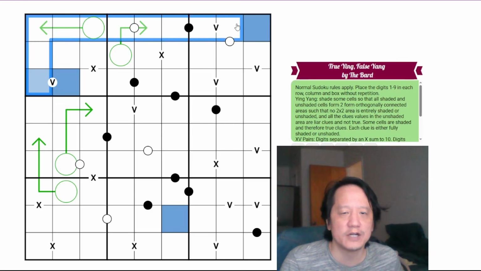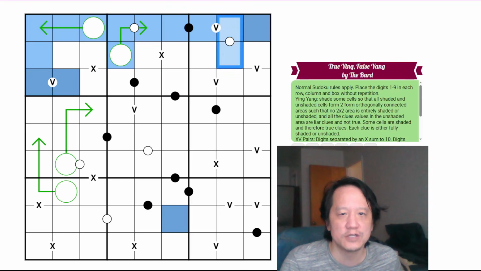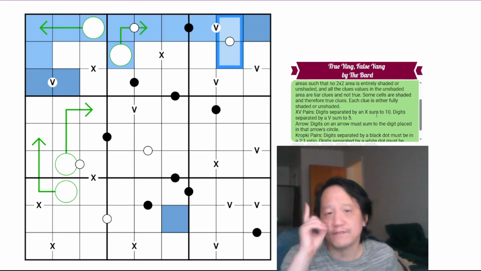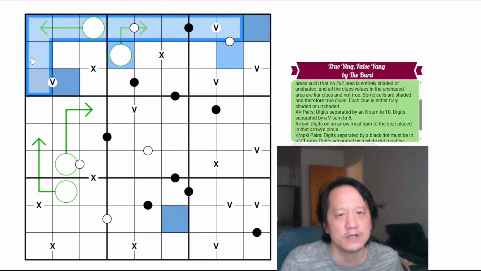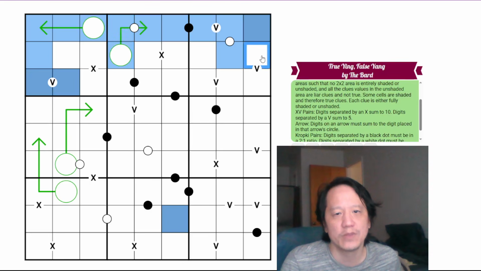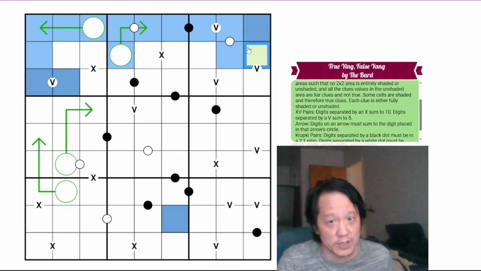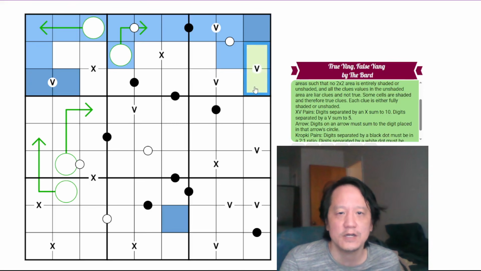So that means we cannot have a change of shading in any of these cells, so all of these have to be shaded. So this is shaded, that's shaded, this is shaded. And this is a 2 by 2 area that's all shaded, because each clue is either fully shaded or unshaded, right? So these have to all be shaded. So since these are all shaded, this must be shaded and this must be shaded for that to work. So we have a 2 by 2 area here, which now is all shaded, which means this cannot be shaded. It must be unshaded since this is a 2 by 2 that's all shaded.